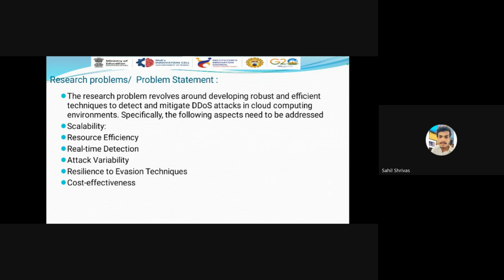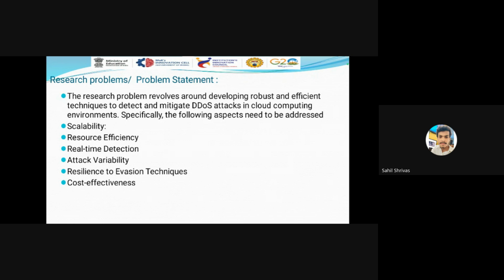Third point is real-time detection. Real-time detection of DDoS attacks is essential to minimize their impact on cloud services. Research is needed to develop real-time detection algorithms capable of quickly identifying malicious traffic patterns amidst legitimate traffic flows, enabling rapid response and mitigation.